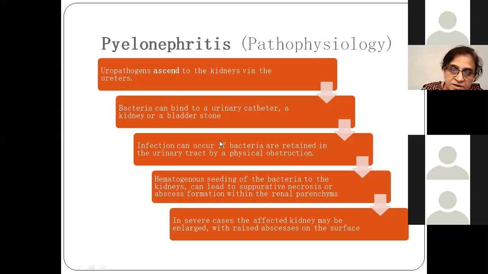Infection can occur if bacteria are retained in the urinary tract by physical obstruction. So bladder stones, catheters, stents, and nephrostomy tubes can all cause physical obstruction. And because obstruction is present and then infection is occurring, what kind of infection is it? It's a complicated UTI, because the normal anatomy and normal function of the urinary tract is not there, so it is secondarily leading to the development of infection. So this is a complicated infection.